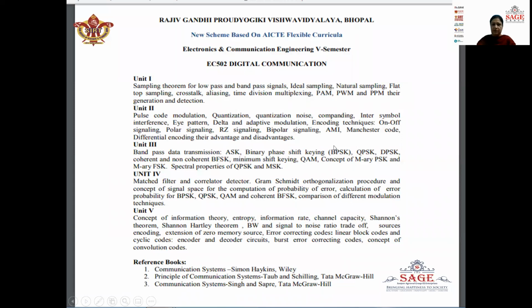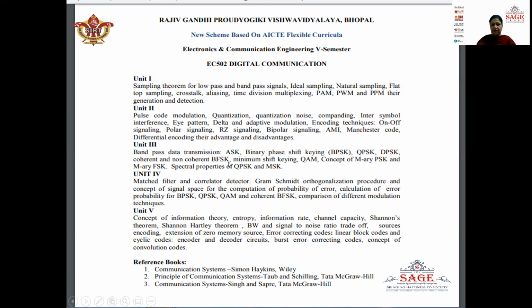Now discussing the syllabus of the subject. In unit 1, we will study the sampling theorem and the sampling techniques used for converting any continuous time signal into a discrete time signal. Now in unit 2, we'll be discussing the techniques used for analog to digital conversion, like pulse code modulation, delta modulation. Also, we will study encoding techniques.